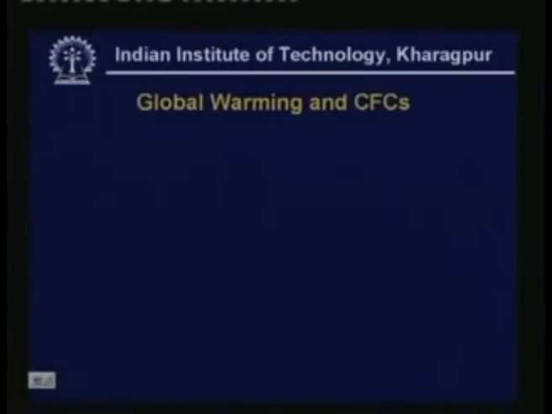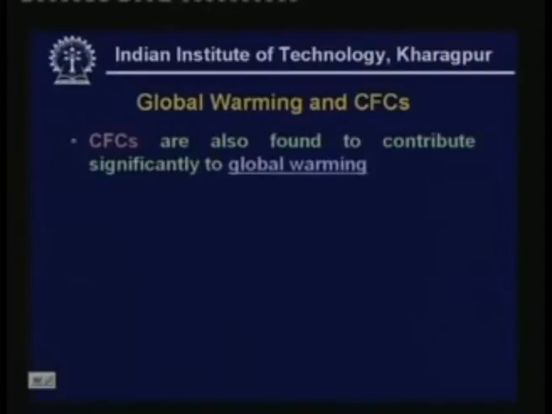In addition to the ozone layer depletion problem, there is also another environmental problem which is also related to the presence of CFCs in the atmosphere. This problem is known as global warming or greenhouse effect. Let us look at the global warming, and let me explain the principle or concept of global warming.